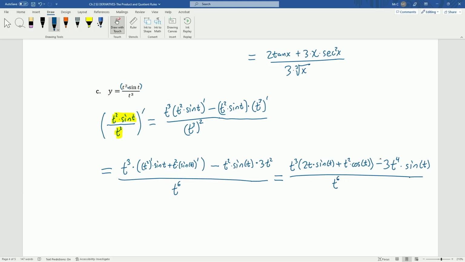Now we see there's a bunch of multiples of t across the board here. So this is another example where you really want to simplify this a little bit further. So first let's just distribute. We multiply the t cubed across. We're going to get 2t to the fourth times sine of t plus t to the fifth times cosine of t minus 3t to the fourth sine of t.